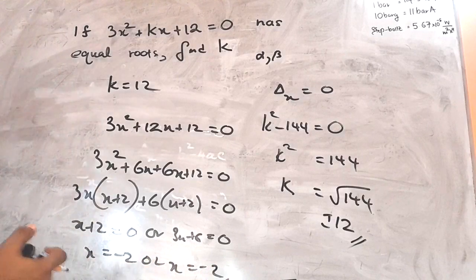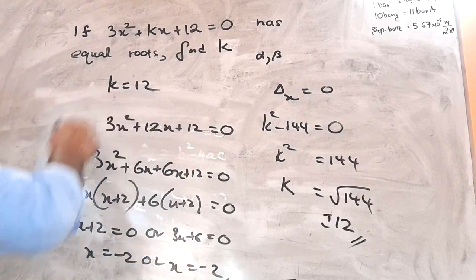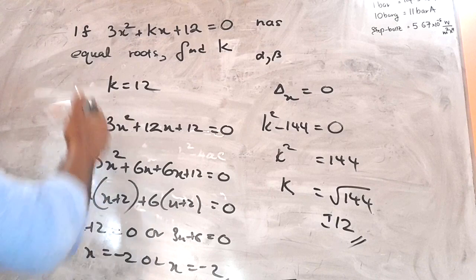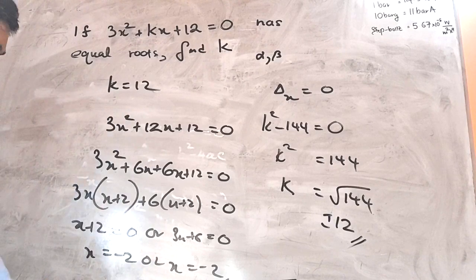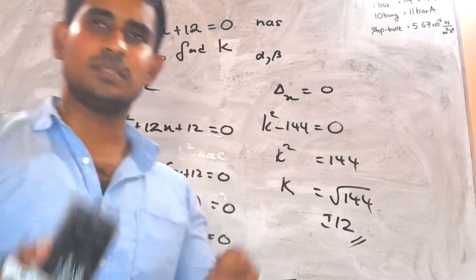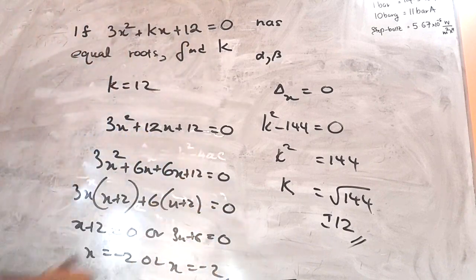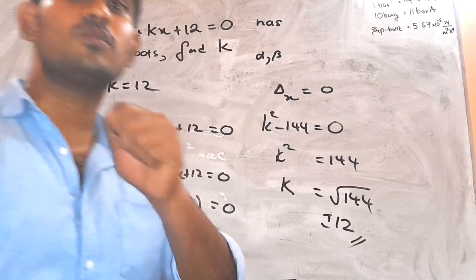Now the same thing you can do for k equals minus 12. Then you will get the roots as x equals 2 or x equals 2. So now you can very clearly observe we have obtained both the roots as equal roots.